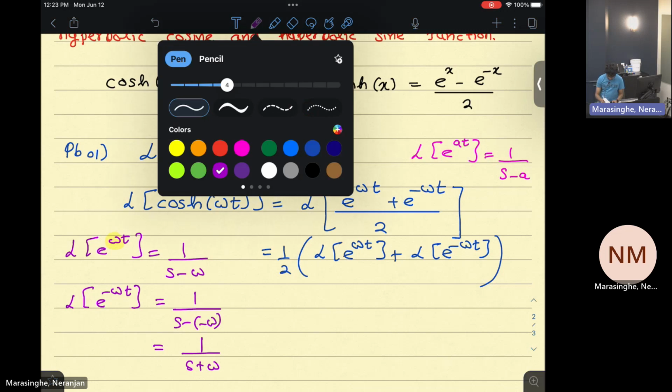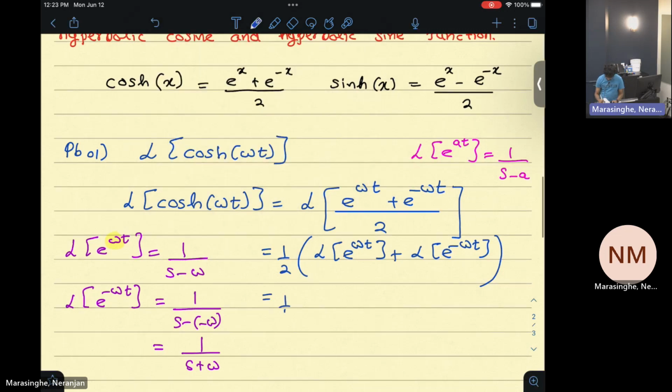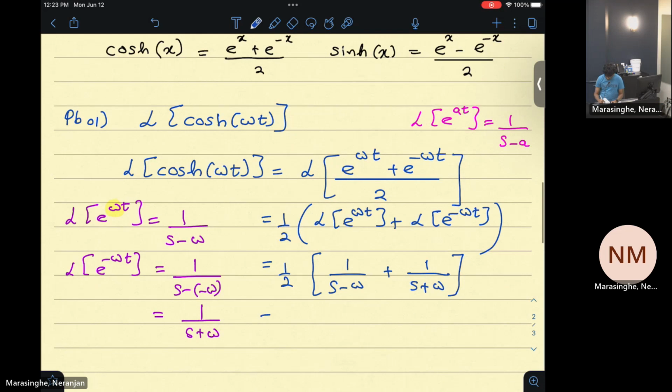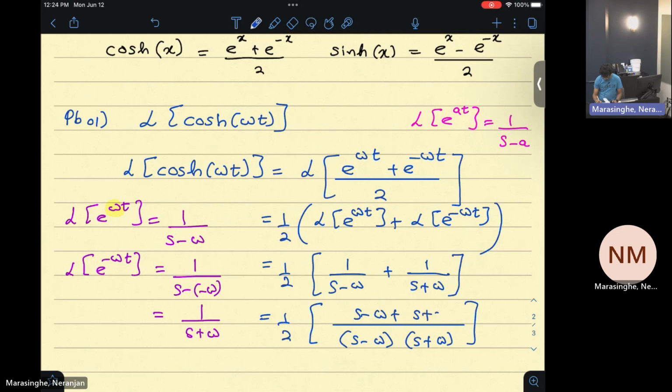So what would I get? Laplace transform of e to the omega t is 1 divided by s minus omega. And Laplace transform of e to the minus omega t is 1 divided by s plus omega. Now let's try to simplify this. I would take the common denominator, that is s minus omega times s plus omega. And on my numerator, I would get s minus omega plus s plus omega.